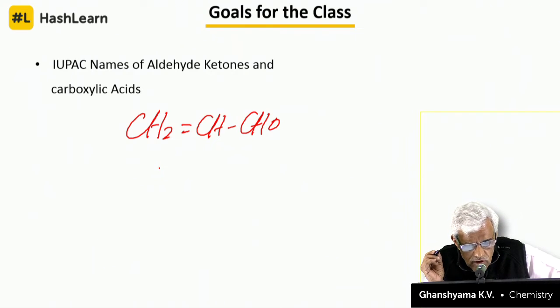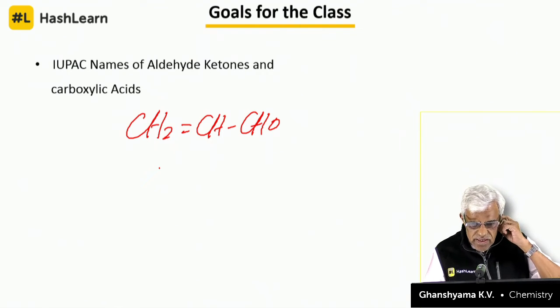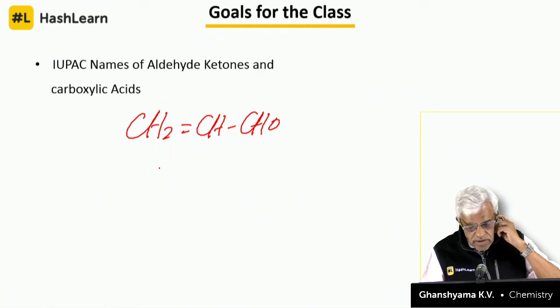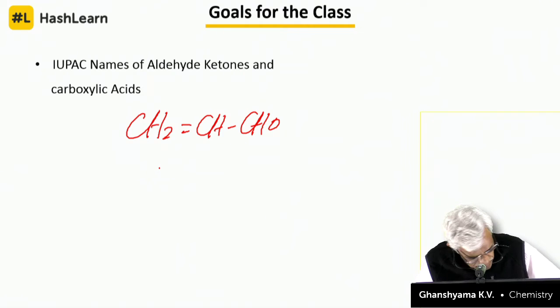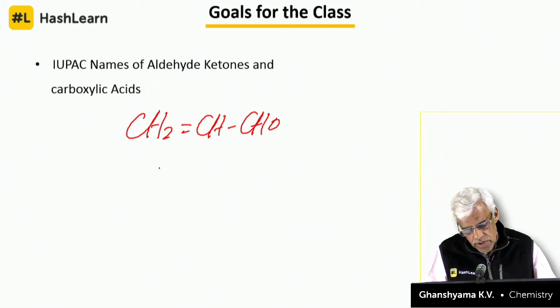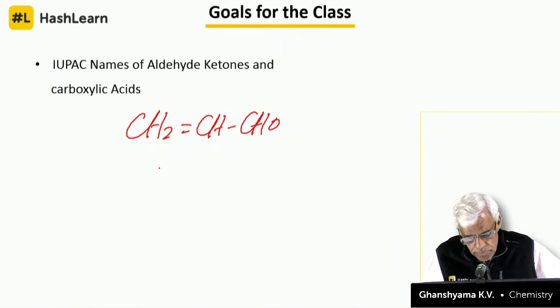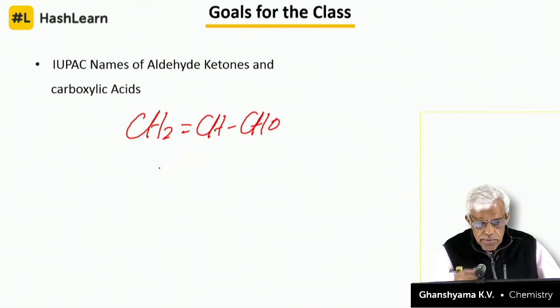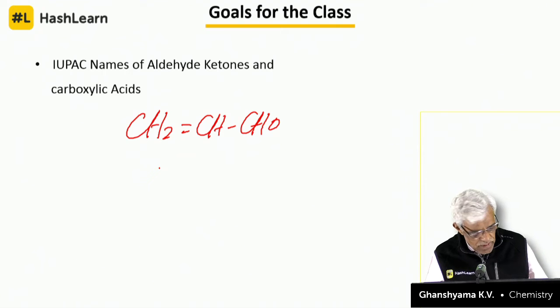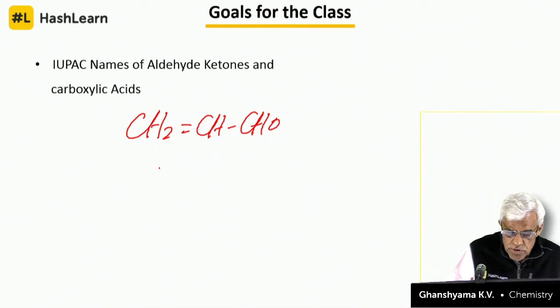Which has first priority, the bond or the functional group? Functional group, carboxylic acid. The double bond will come only before substituents. Substituents are the nitro group, halides, halogens, etc. So first the functional group, then the bond, then the substituents.